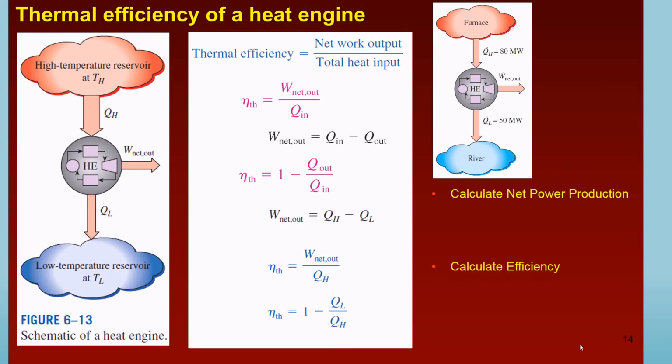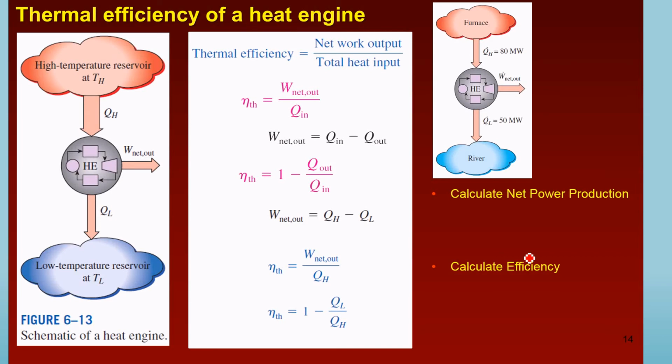Now let's try to do a very simple problem about calculating the efficiency of a heat engine. I have given you all the information that you need, equations and figures here. Assume that you have this kind of a setup. There is a furnace, and you have a heat input to your cyclic device of 80 megawatts, and heat is rejected to a river, 50 megawatts of heat. You are asked to calculate the net power production, and then you are asked to calculate the efficiency. Try to solve this problem and come back for the answer.